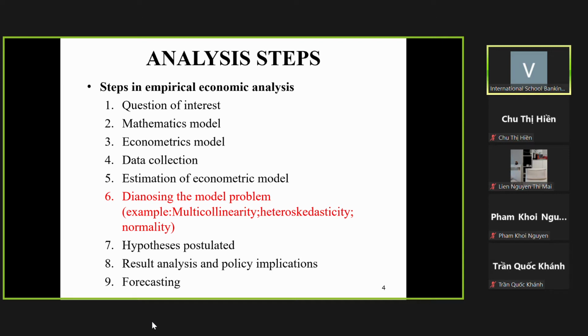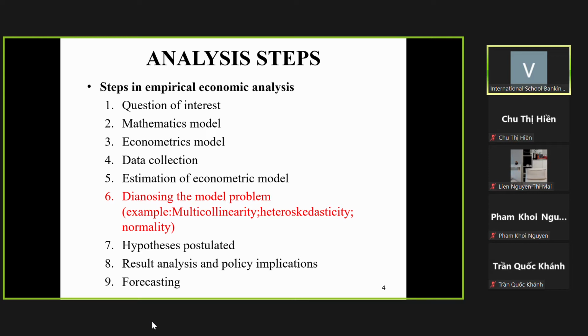And step 6 here, you can see I highlighted in red color. Because why? Because when we finish step 5, we will jump to step 7. And after studying step 7, we come back to study step 6. Because why?